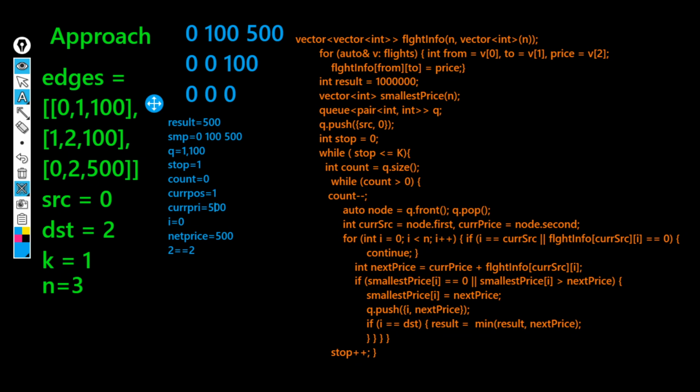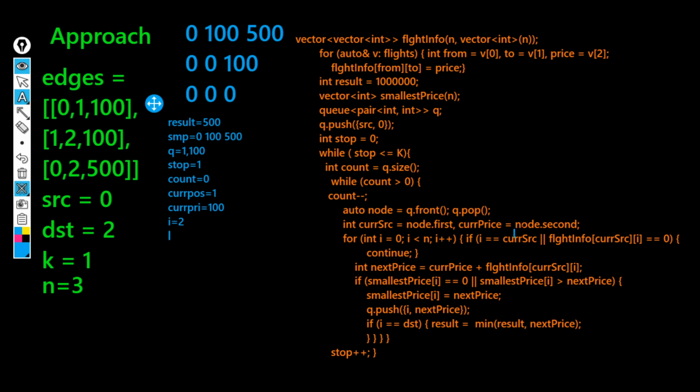Now count will be decremented by 1, so now the value will be 0. Now current position will be 1 and current price will be 100. Now I will iterate from 0 to 3. For 0, this condition becomes true, because at 0 this is 0. Now for I equals 1, again this condition becomes true, because I equals 1 as well as the current position is also equal to 1. So the rest of the part will not run and the loop will run again. So here it will come 2.